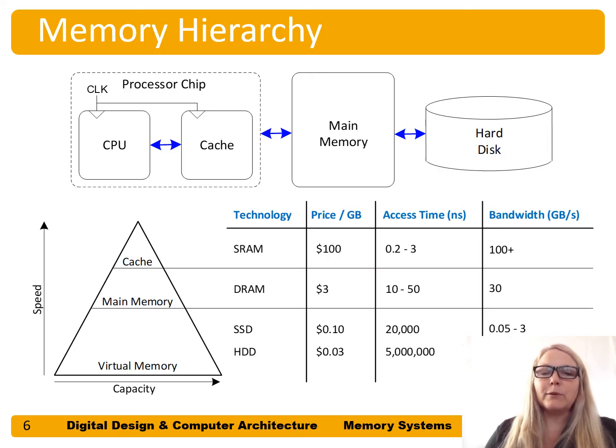Here are some typical numbers. For example, SRAM, which is what cache is made of, costs $100 per gigabyte, but the access time is really fast, 0.2 to 3 nanoseconds. Main memory, built from DRAM, is a lot less expensive, $3 per gigabyte, but a lot slower, 10 to 50 nanoseconds. Solid state drives or hard disk drives, which we'll talk about, are what we use for virtual memory. They are a lot cheaper, 10 cents to 3 cents per gigabyte, but a lot slower, 20,000 to 5 million nanoseconds.